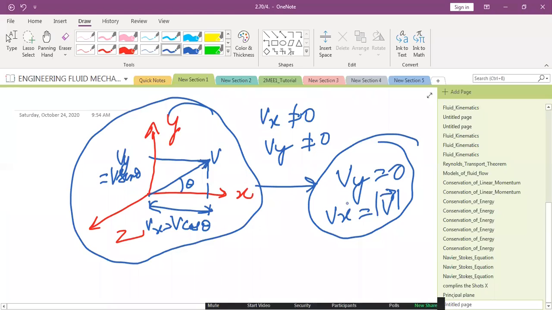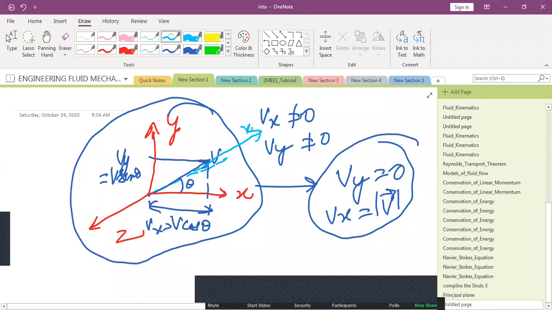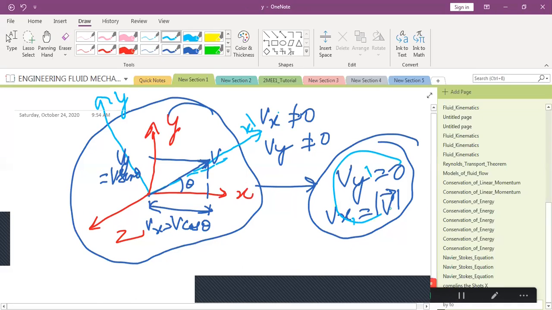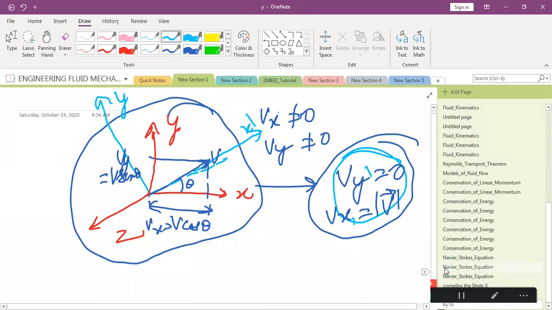So we can shift the coordinate system by theta angle. What does that mean? Now your x dash will be somewhere here and y dash will be here. So what do you know now? This Vx dash is the total vector V, and Vy dash is 0. Any clear hai? Any doubts?